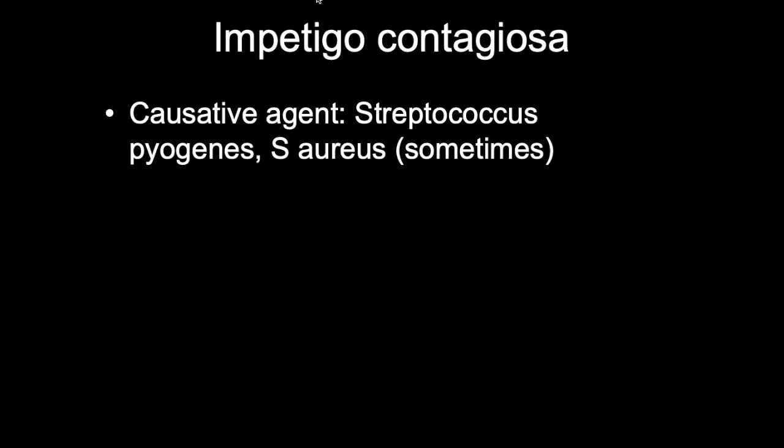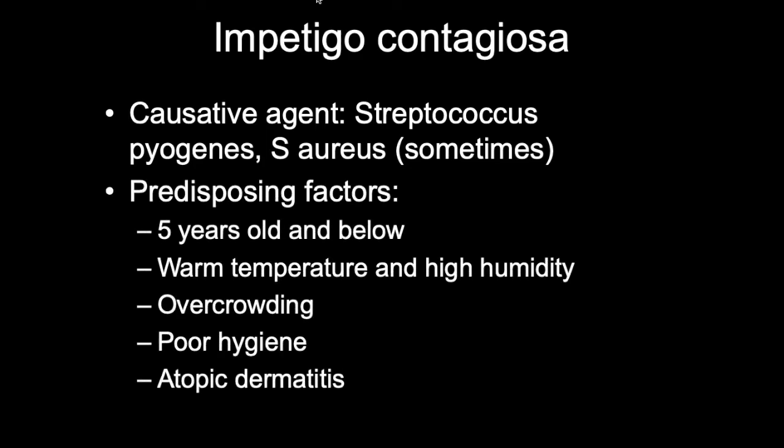Now, impetigo contagiosa can also be caused by Staphylococcus aureus. The following are predisposing factors for impetigo contagiosa: patients 5 years old and below, overcrowding, warm temperature and high humidity, poor hygiene, and patients with skin conditions like atopic dermatitis, wherein the patients have decreased immune function against the microbe.